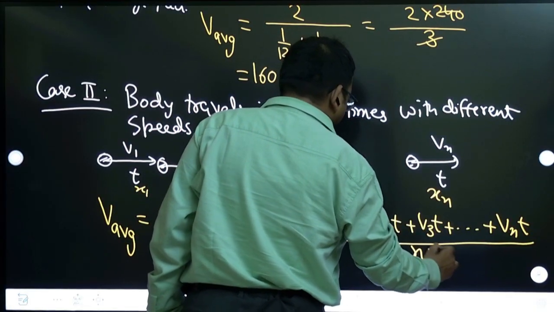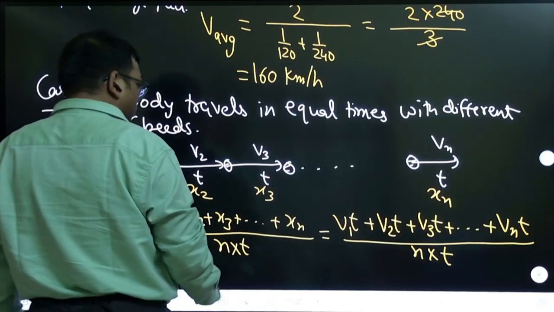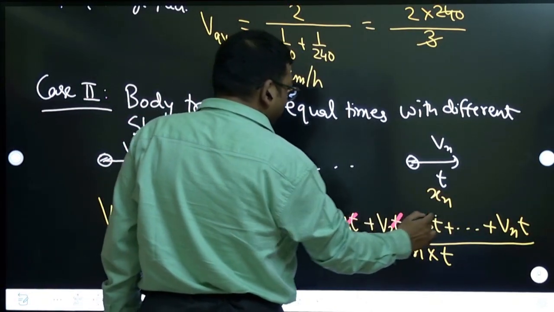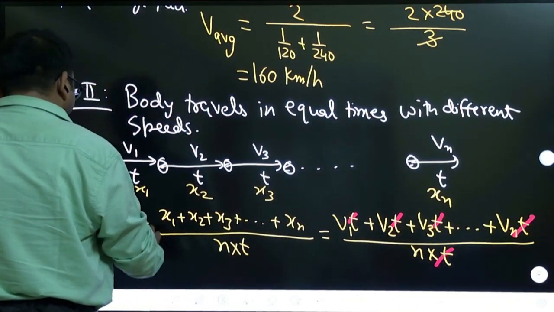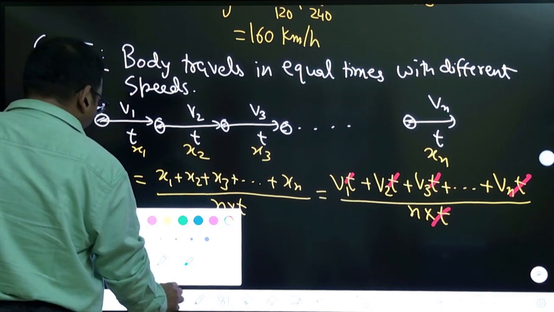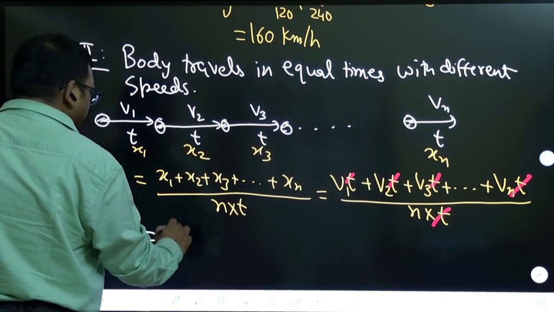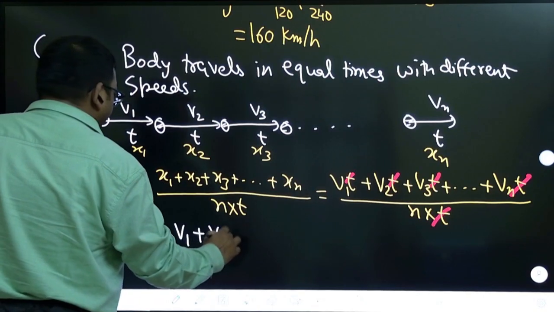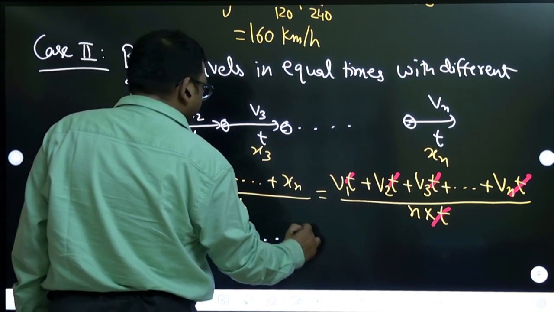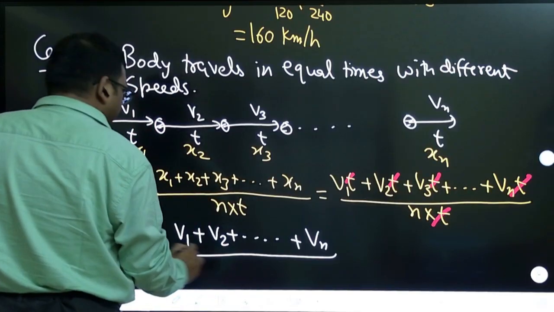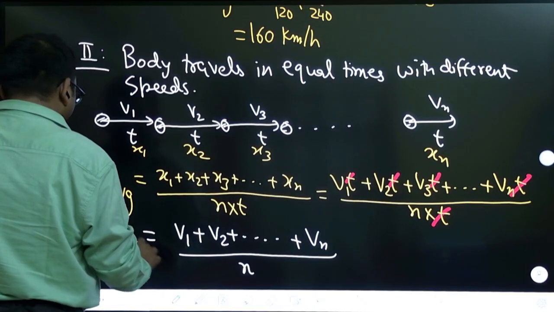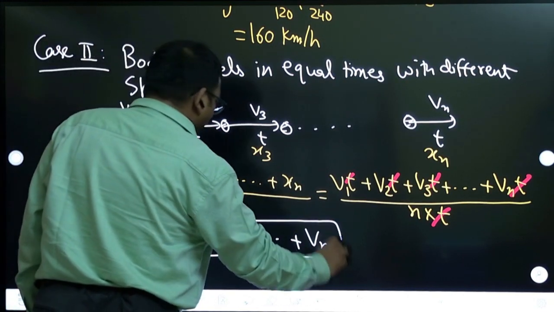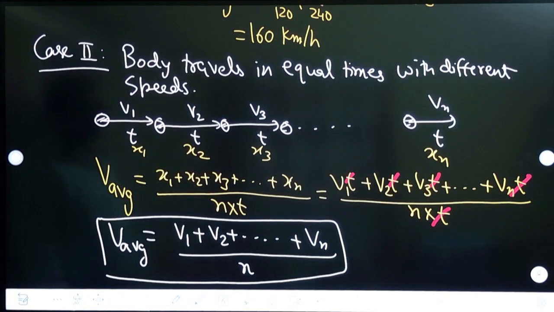Now here you will cancel out t. T will get cancelled in each term. So this is what is the mathematical average: v1 plus v2 plus dot dot plus vn divided by n. This is the average velocity. So if the body travels for equal time, then you can use the mathematical average.